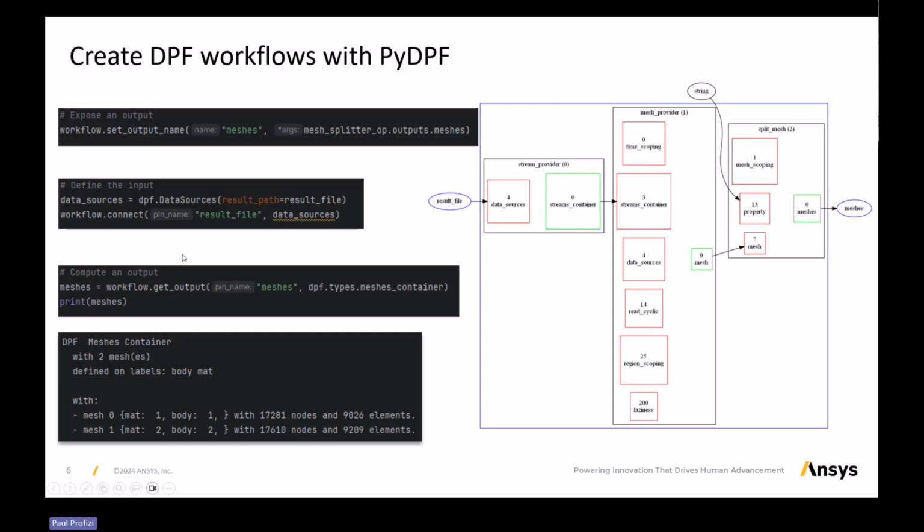Now if I show how to use it, I can define an input. So I have a result file. I define a data sources based on it. Then I feed these data sources to the result file input. That's workflow.connect. I give the name of the input pin and then the object I want to connect to it. And then I can just ask the workflow to compute an output. You can only ask for outputs that have been exposed. In this case, for example, I ask for the meshes output pin, and I ask for it as a meshes container type. You have to request the type.